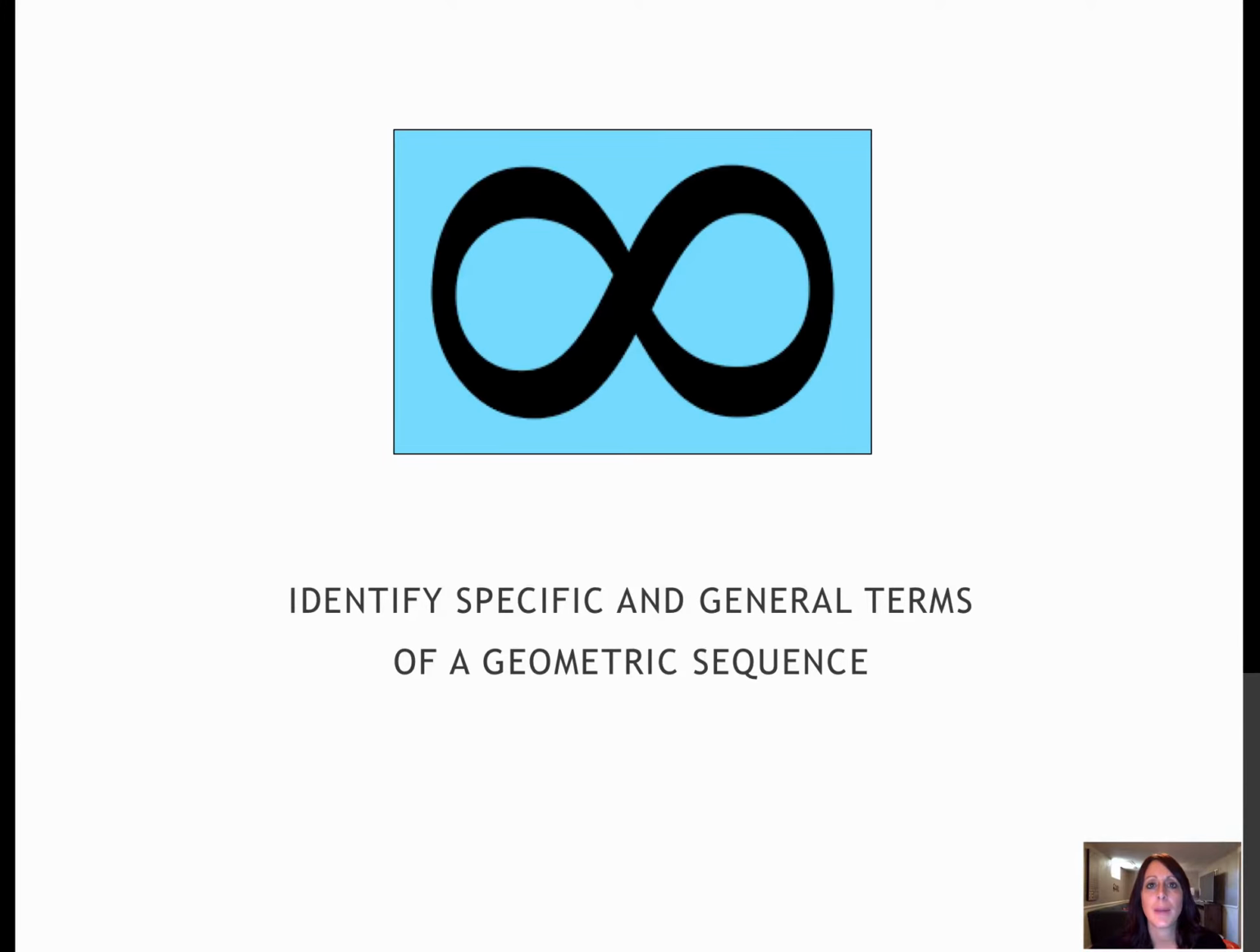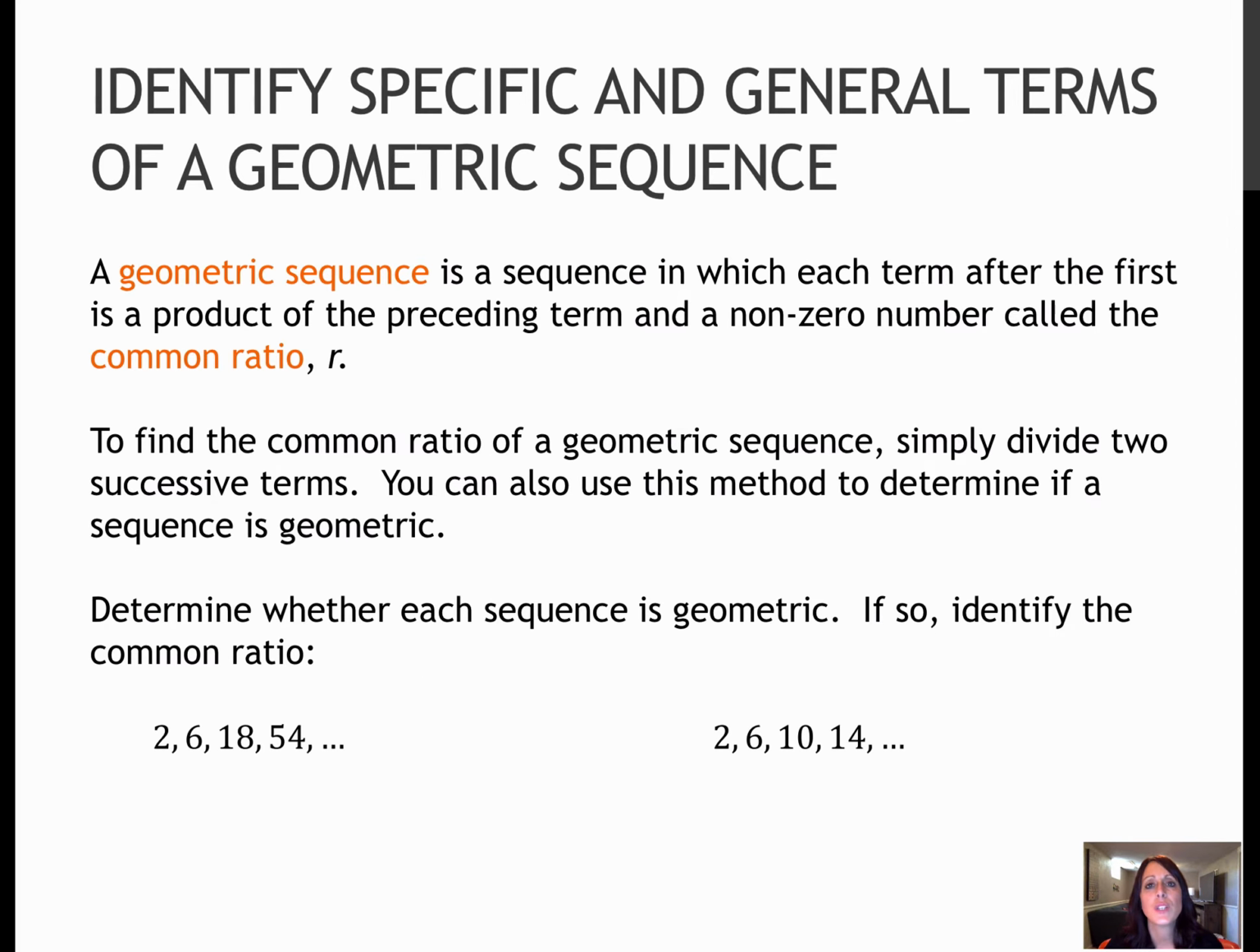We just finished talking about arithmetic sequences, and now we're going to shift focus to geometric sequences. The difference between a geometric sequence and an arithmetic sequence is that in an arithmetic sequence, we were just adding to get from one term to the next, and in a geometric sequence, we are multiplying instead. So before, when we were trying to find that common difference, we would subtract one term from another.